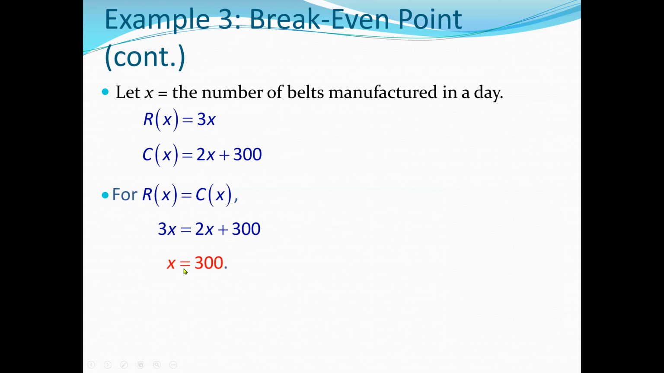The value of x will tell us the number of beds we need to manufacture and sell: 300 beds. If we sell 300 beds, the company is not going to lose, and it's also not going to make a profit. Now, when we sell below 300, the company will lose. If we sell above 300, the company will start to make profit.